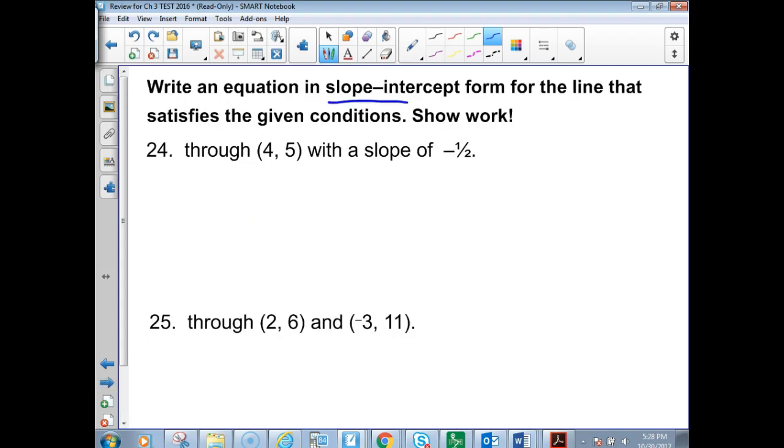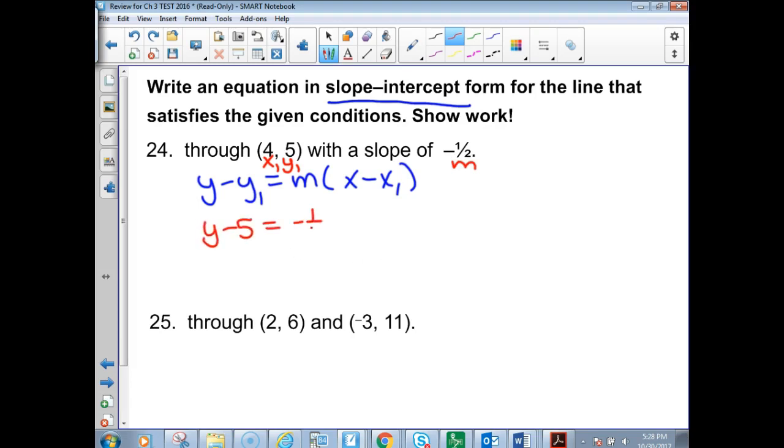Write an equation in slope-intercept form for the line that satisfies the conditions. All right, now we have a little more work to do. We start off using the point slope formula, which we're going to have x1 is 4, y1 is 5, and m is negative 1/2. So I've substituted in the values in the correct positions.